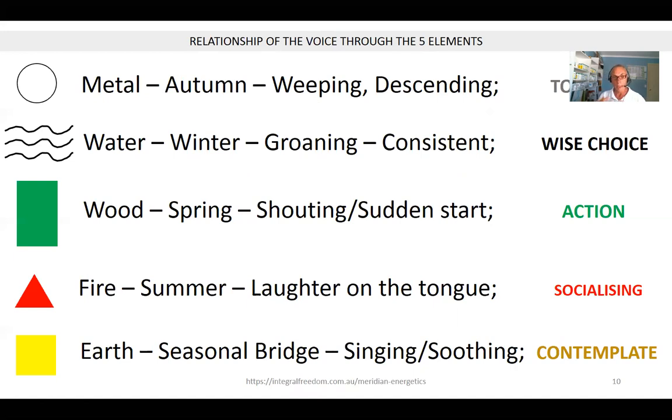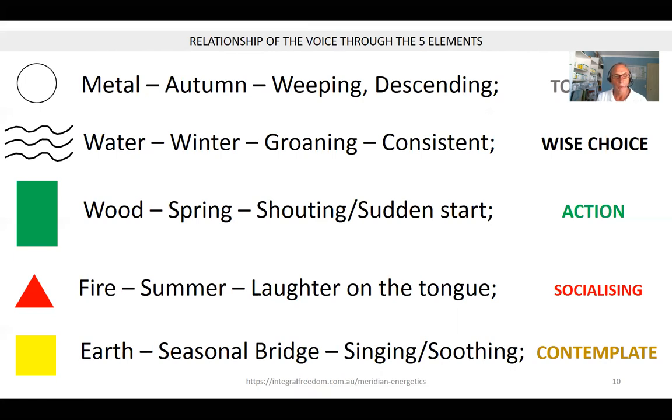So we bring in, what do I let go of? And then in the winter time we think about, okay, what's a wise choice here? And we think about a choice, and then in spring we act on it. We grow that choice, and that choice comes through fire. And fire is, okay, I'll communicate it now outside to the world. And then earth, which follows fire, contemplates the responses of that action in the world.